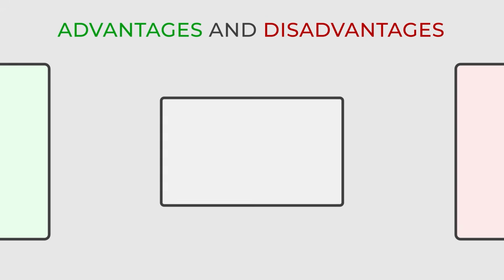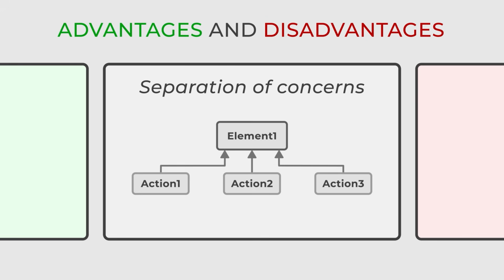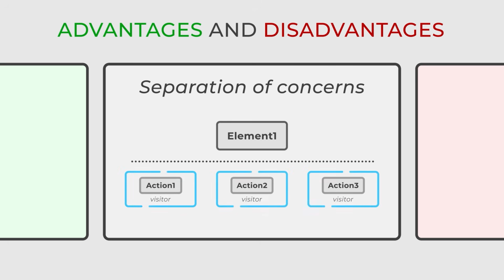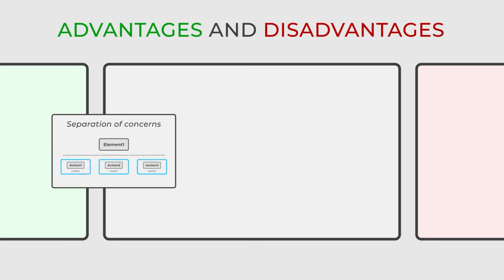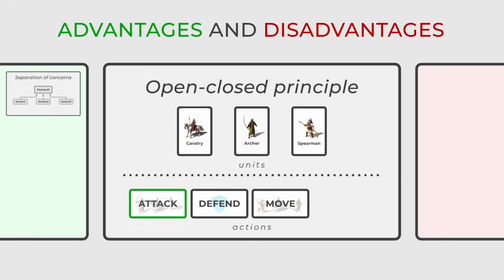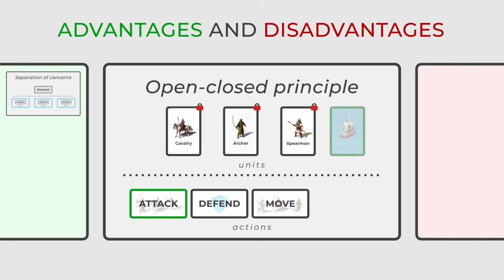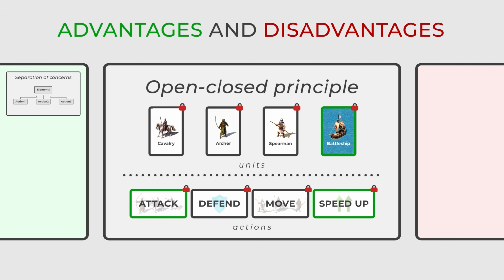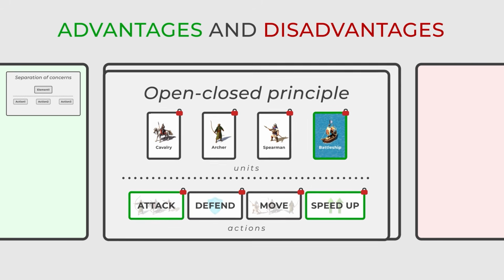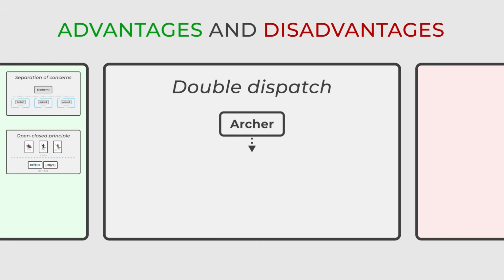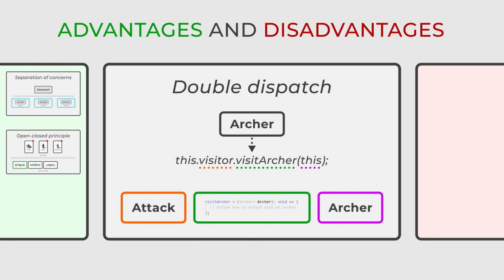One of the key advantages of the pattern is the separation of concerns. It separates operations from the element classes, enhancing clarity and maintainability. Additionally, it's highly extensible, allowing new operations to be added without changing existing element classes. This aligns with the open-closed principle, as adding new visitors and operations doesn't require modifying existing code. Moreover, the visitor facilitates double dispatch, enabling the right method to be called based on both the element and the visitor. However, there are drawbacks.